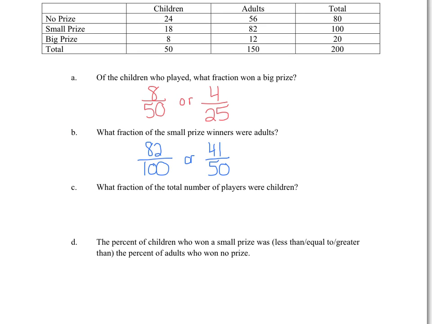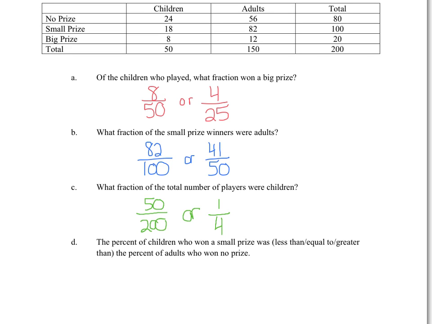Part C says, what fraction of the total number of players, so that's our total of 200, how many of them were children? So we can see 50 out of 200 were children, and that simplifies to 1/4. So 50 out of the 200 total players were children, or 1/4 of the total amount of players were children.